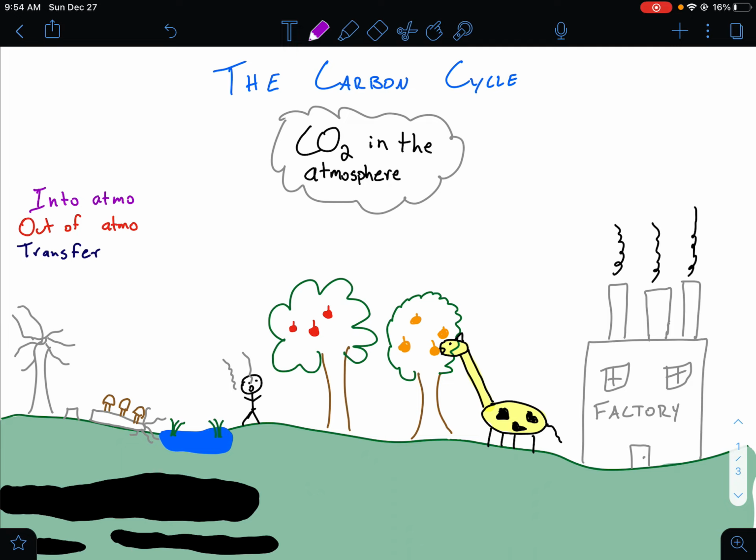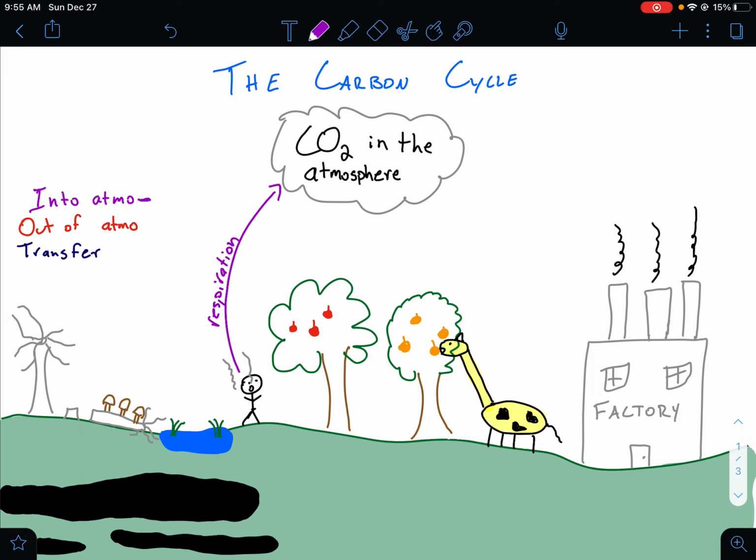Okay, starting with processes that go into the atmosphere. I'm going to keep with my colors here. I'm going to use purple to show things that are going into the atmosphere, red to show things that are taking carbon dioxide out of the atmosphere, and then blue is going to be our transfer of carbon from our notes. So we're going to start with our human down here. And our human, as you can see, is breathing out. That's what that gray is showing, that respiration process of breathing. So we can label this arrow respiration, because that carbon dioxide is going from the human into the atmosphere.